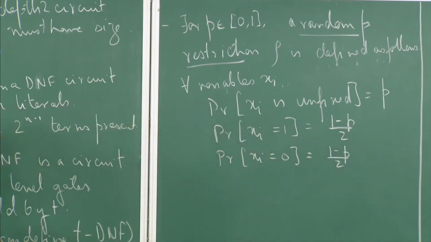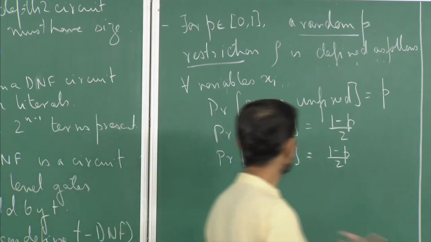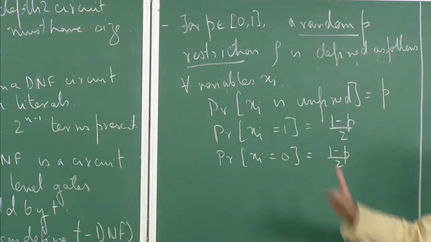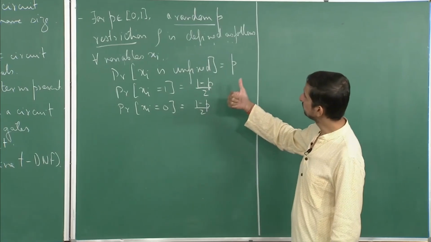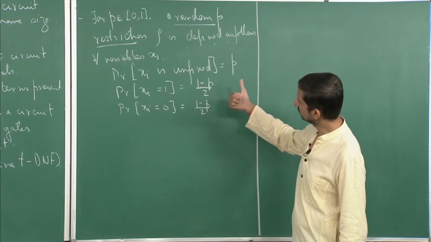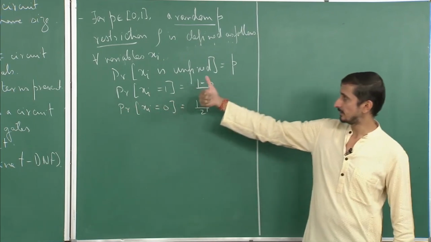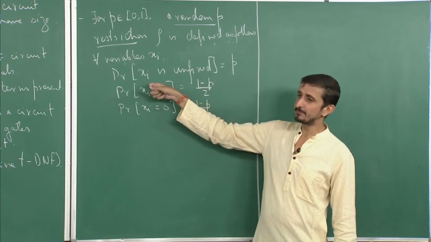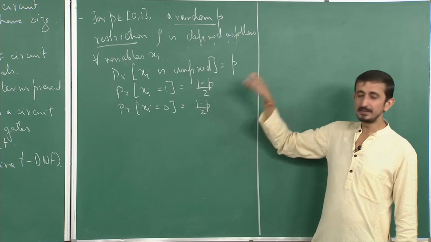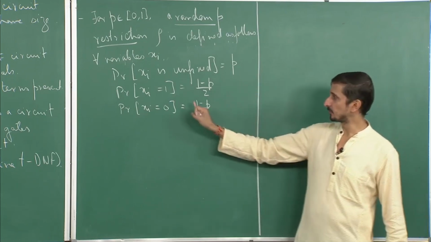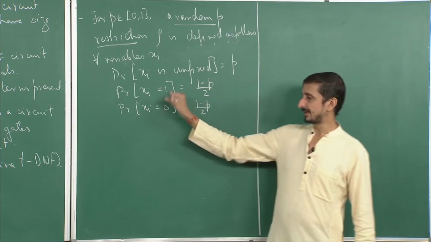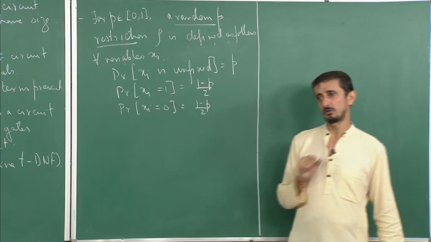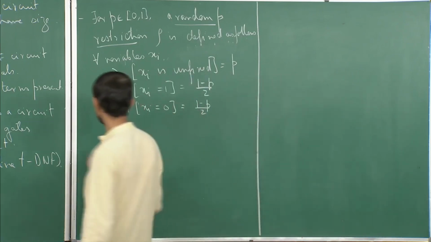So, this is basically a partial assignment. Okay. So, I have my n literals. A random p-restriction is a partial assignment to the variables x1 up to xn, which is defined as follows. For every variable xi, with probability p I just leave it as it is, and with probability (1 minus p)/2 I set it to 0 or 1.